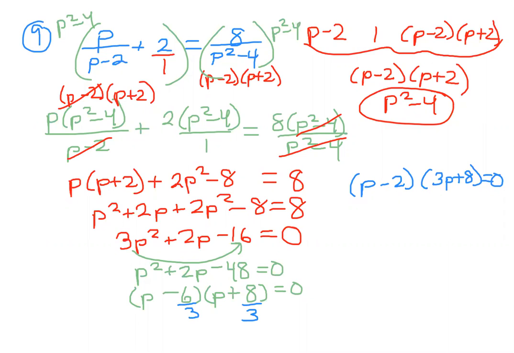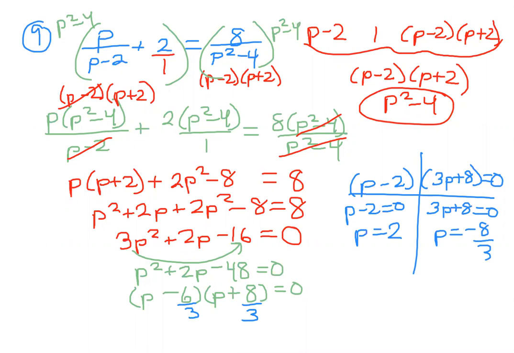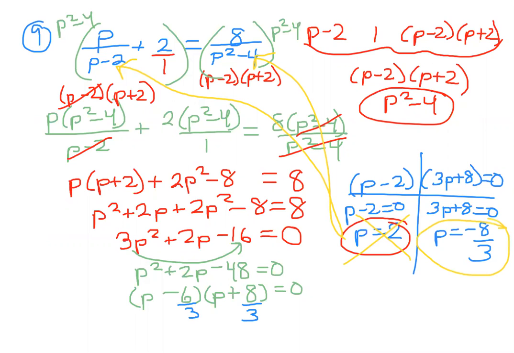And when we go ahead and solve this, we're going to get p equals 2 and p equals -8/3. But look what happens if p equals 2. Way back up here, if we put p equals 2 in, we get a 0 in the denominator there and there, so that one doesn't work. And only p equals -8/3 works. That's what you've got to watch out for.